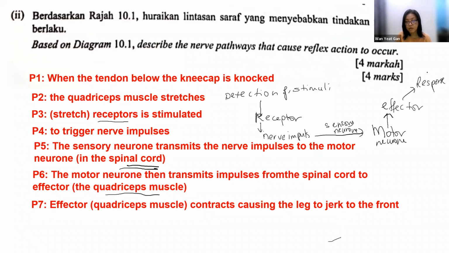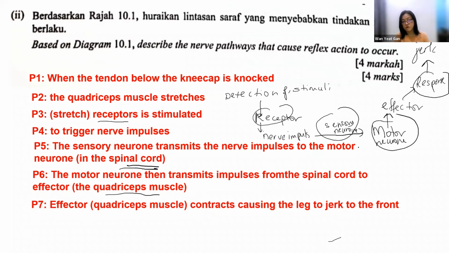Okay, so your leg will jerk in front. So that is the whole pathway. Remember, you need to mention the receptor, the neuron involved, and the response. Now there are only 2 neurons involved here.